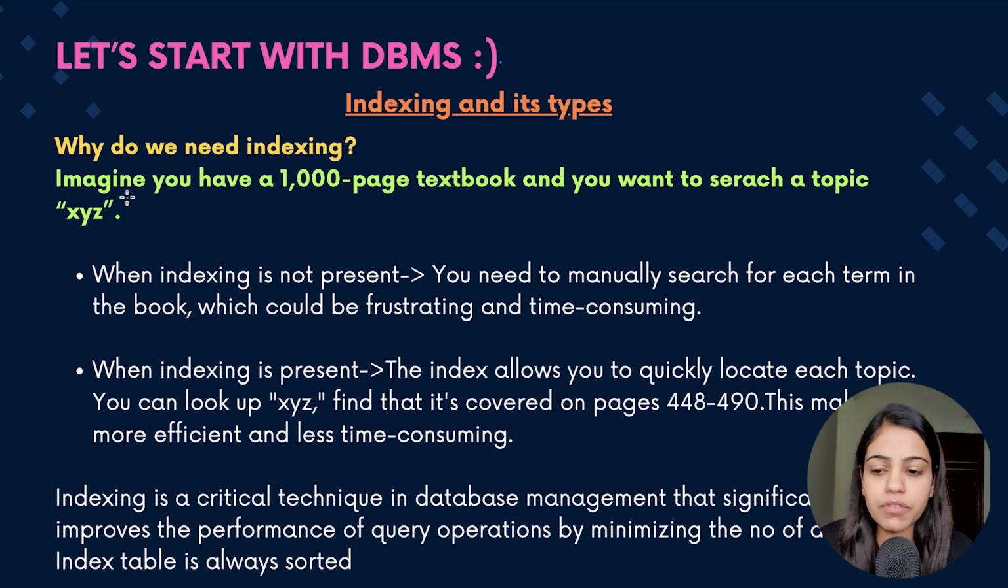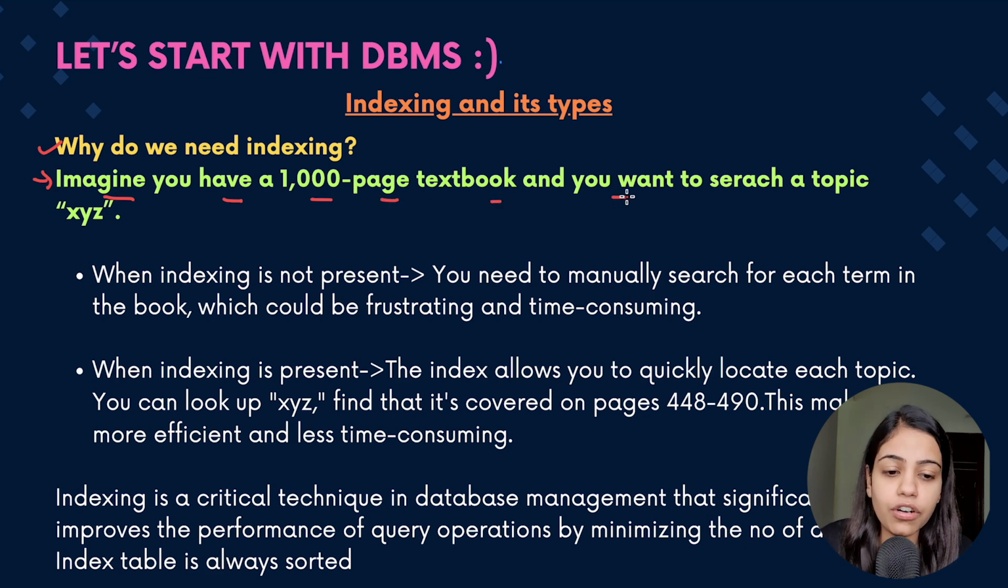Now the very first question which would be coming to your mind is, why do we even need indexing? So let's take an example of a textbook. Imagine you have a 1000-page textbook and you want to search for a specific topic XYZ. So you have a book, and I ask you to search for a given topic XYZ. Now how can you do that? First, whenever we have the index or the contents of the book, we can see where that particular topic is present and go to the page number.